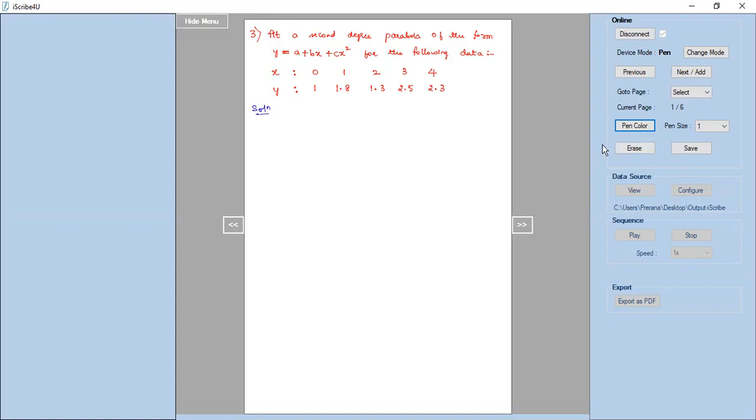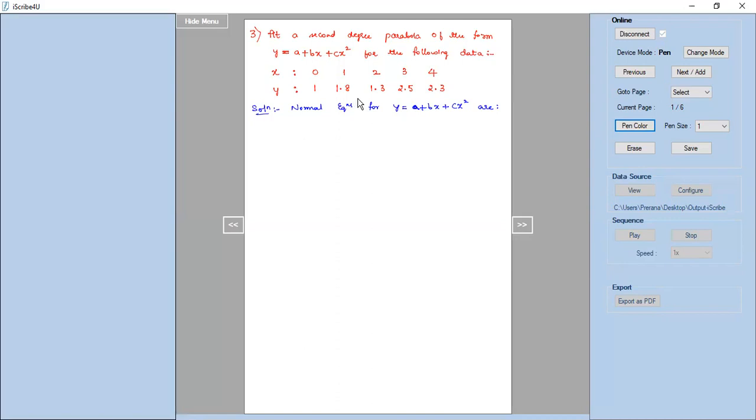Solution. Normal equations for y is equal to a plus bx plus cx square. If they have mentioned a particular format, you will take it in the same one, or else you can also take ax square plus bx plus c. The choice will be ours if the particular form of the question is not given. So how do we write down normal equations for a second degree parabola?